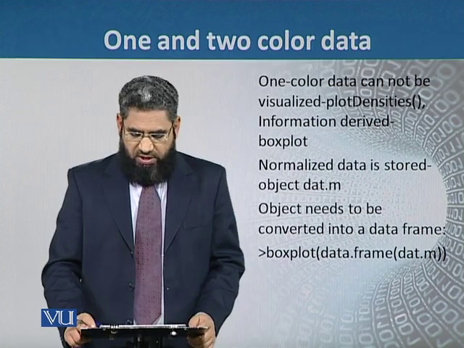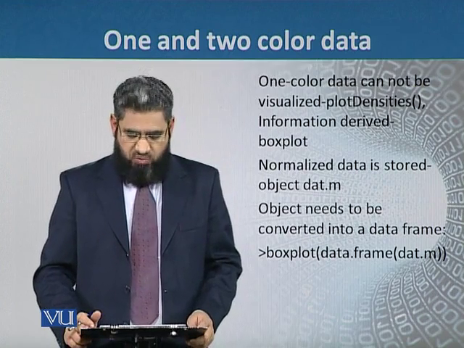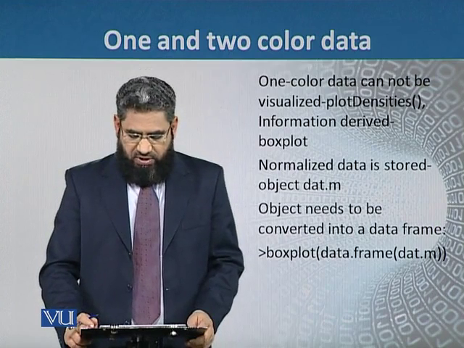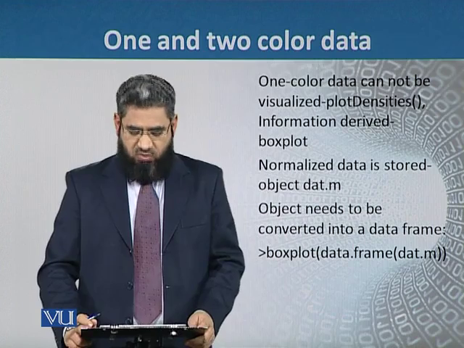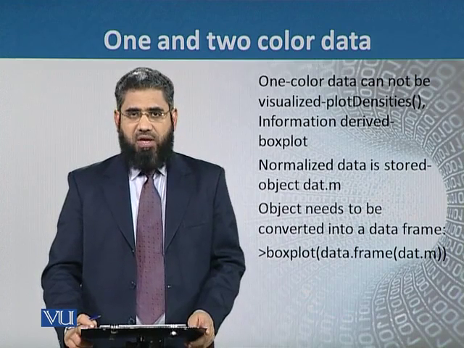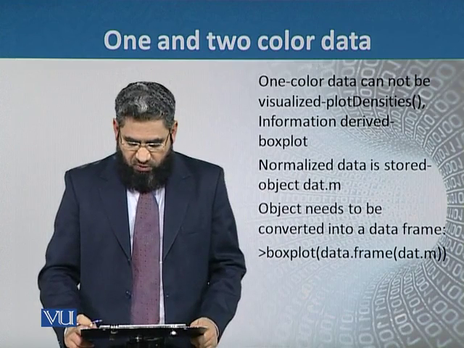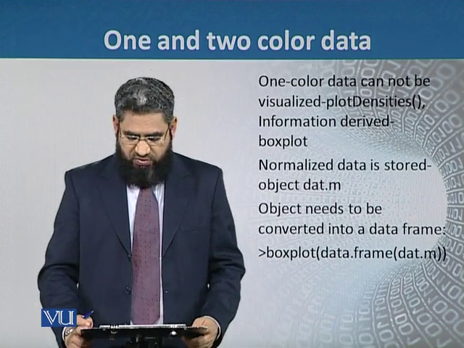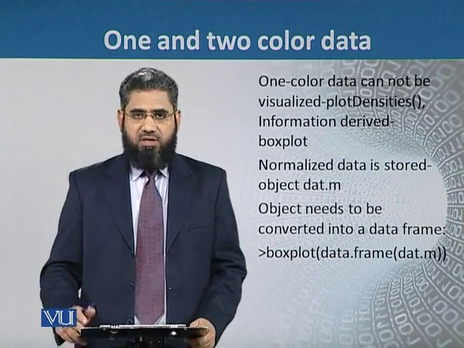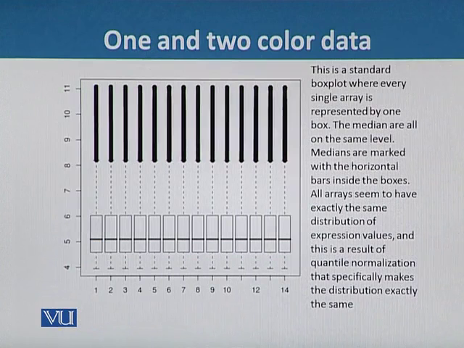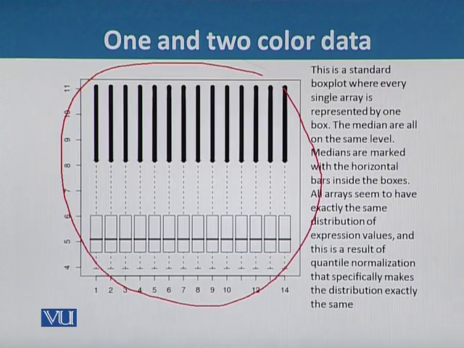In this case we have to use the normalized data that is stored as DAT2, and we will use the command DAT.M. This object needs to be converted into a data frame, and for this purpose we will use the command boxplot, and in the arguments we will use data.frame and then dat.m. So for one color data, instead of an MA plot, we will get the box plot of all the 14 chip arrays. This is a standard box plot where every single array is represented by one box.